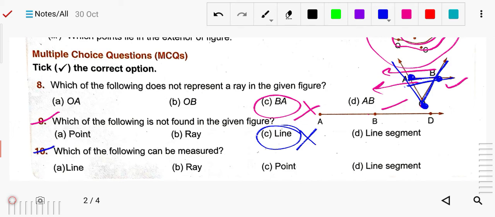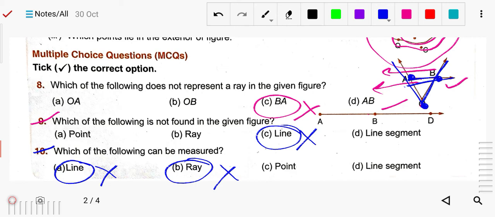Number 10, which of the following can be measured? Can a line be measured? No, because it is endless. Ray, one side it also increases, endless. Point, no, because it has no dimension. Line segment, yes, we can measure a line segment, so the answer will be line segment.